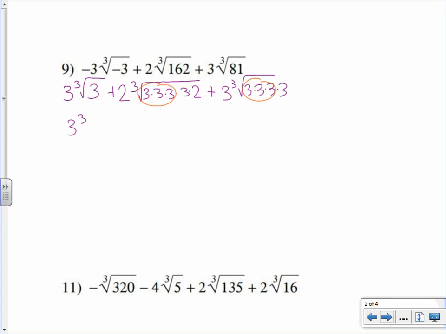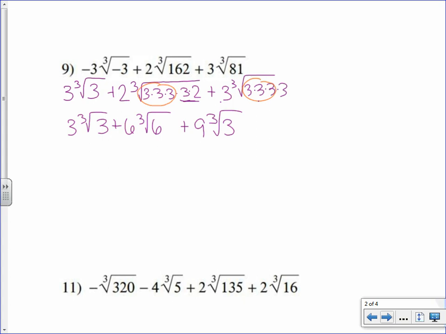So now I've got 3 times the cube root of 3, plus 2 times the 3 that I pull out, that's 6 times the cube root. And then I still have this 3 and this 2 under here, so that's a 6. 3 times the 3 that I pull out, that's 9. And I'm left with a 3 on the inside.